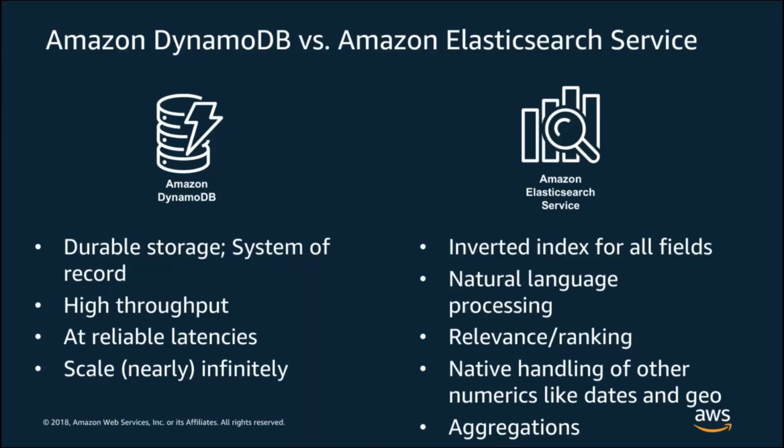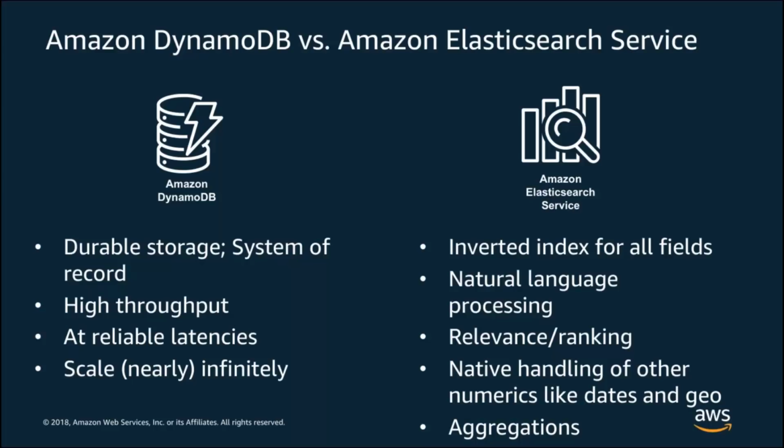Second thing, Dynamo is designed for high throughput at reliable latencies. So Dynamo is frequently used for high velocity data, things like clicks or scores or ranking. These are things that at high velocity, Dynamo has the capacity to handle that kind of turnover. And finally, Dynamo is designed to scale nearly infinitely and more or less hands-off. You just push your data in and you don't, for the most part, worry about it.